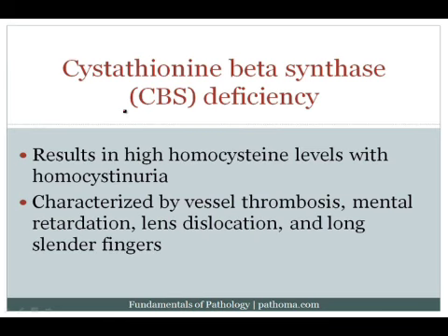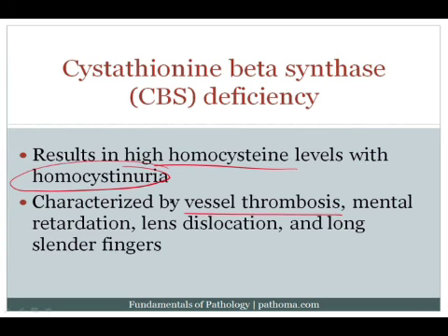Another way by which this could occur is that we could have a deficiency in an enzyme that's necessary to convert homocysteine to cystathionine. And that enzyme is called CBS, or cystathionine beta synthase. Now the idea here is that patients who have a genetic deficiency in this particular enzyme can't convert homocysteine to cystathionine, and if they can't convert it to cystathionine, then that's going to result in high homocysteine levels, and those high homocysteine levels will produce a disorder called homocystinuria. Now remember that in homocystinuria, go back to genetics, these patients have a few important features, like they get vessel thrombosis, but we understand why.